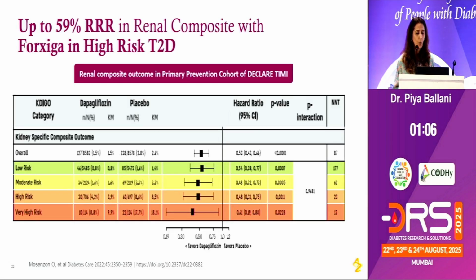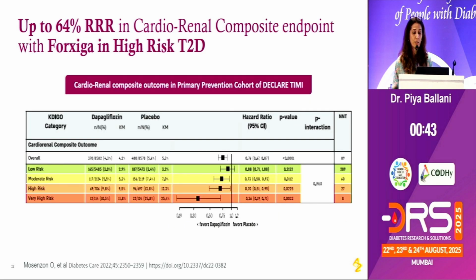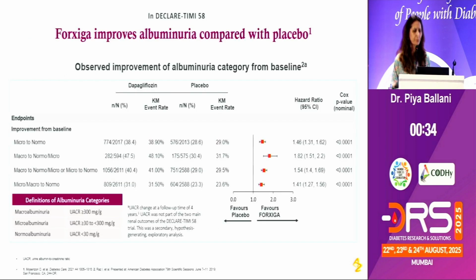As far as the KDIGO categorization goes, the use of Forxiga in this high-risk type 2 diabetes population showed a 59% risk reduction in the renal composite. So again, over here, classification as per KDIGO grades, and the greater the risk you have, the greater is the outcome benefit with that also. The same goes for cardiorenal composites with the use of Forxiga, a 64% relative risk reduction for a primary prevention cohort.